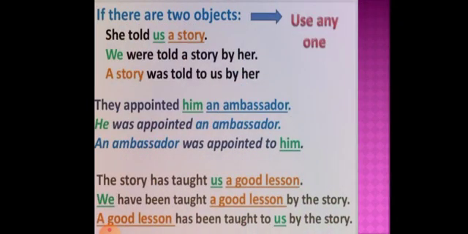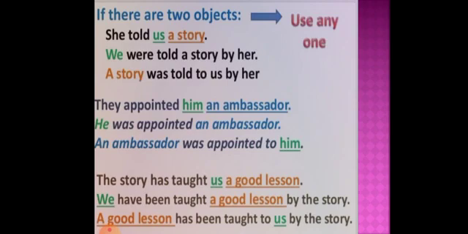If there are two objects, use any one. For example, she told us a story. Two objects: us and story. We will use any one as the object. We were told a story by her, or a story was told to us by her.